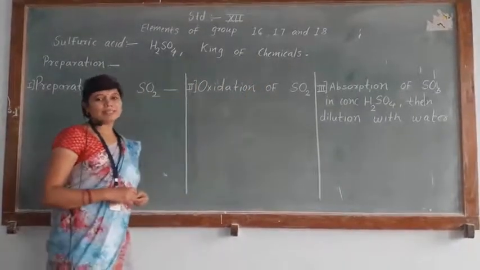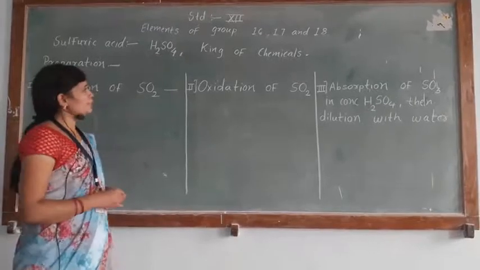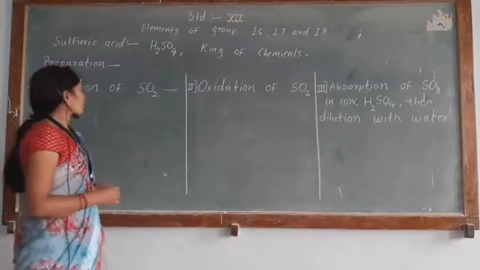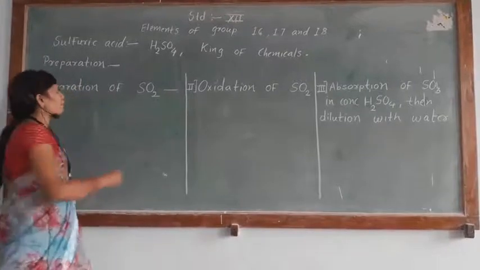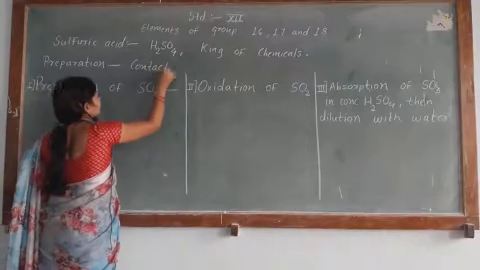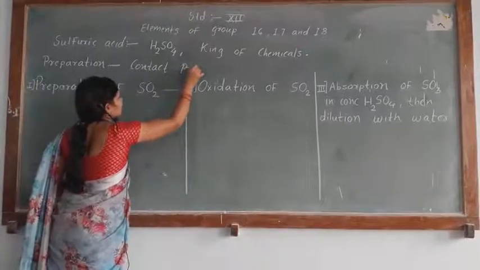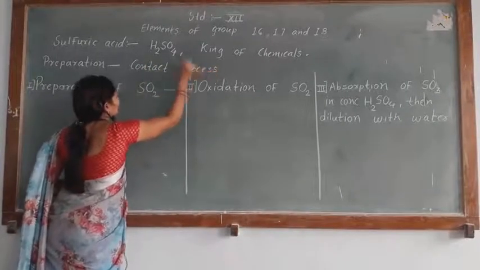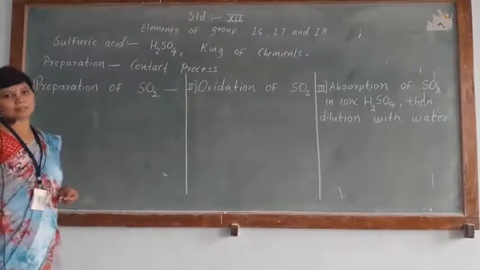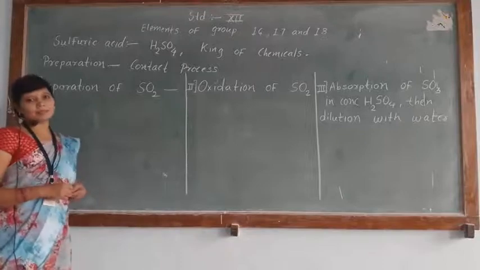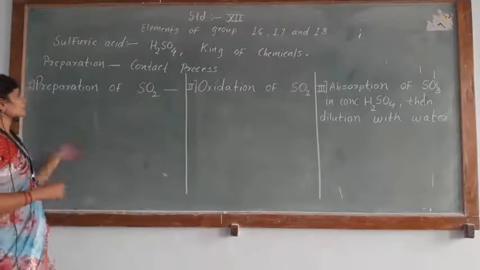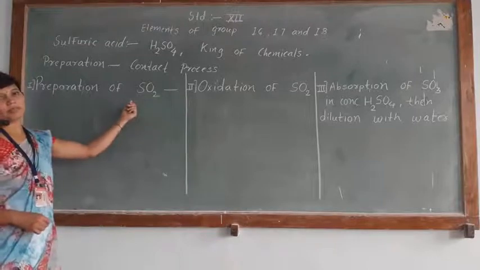Now we will discuss the method used for the preparation of sulfuric acid. Sulfuric acid is prepared by the contact process, and this contact process involves 3 different steps. We will see these steps one by one. The first step in the contact process is preparation of sulfur dioxide.